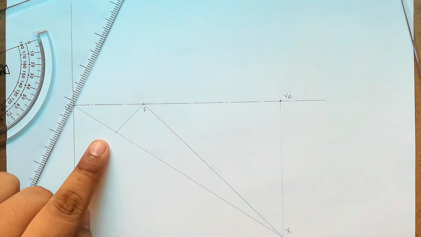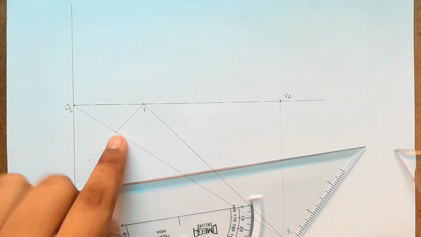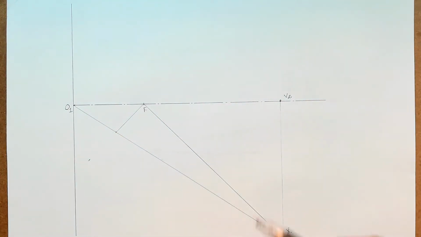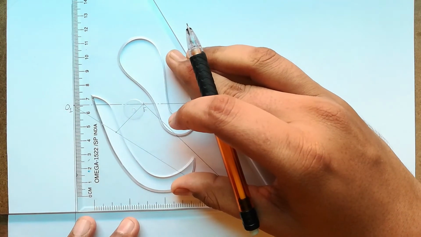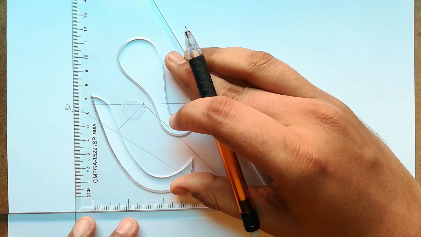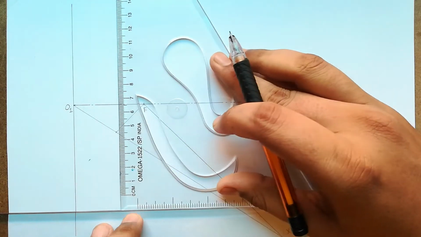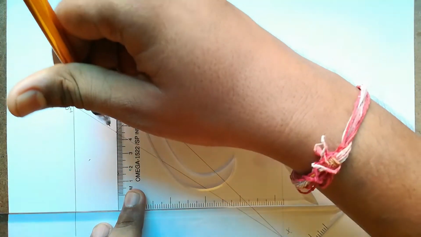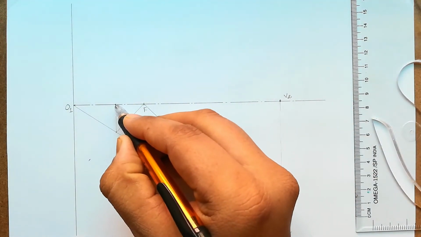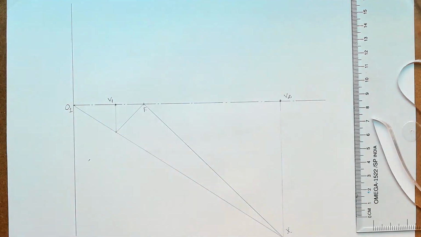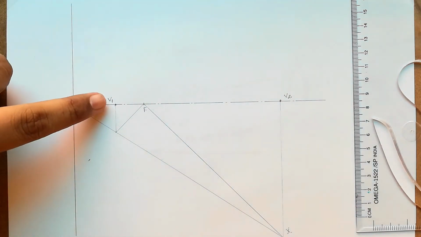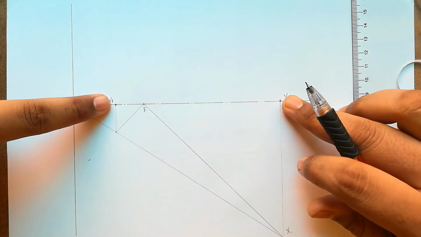This is the intersection. Now from this intersection I will draw one vertical line. For that I will take the reference of my directrix, because it is a vertical line, and I will draw one vertical line over here. So this particular point is my vertex 1, V1. So my ellipse will be drawn between vertex 1 and vertex 2.